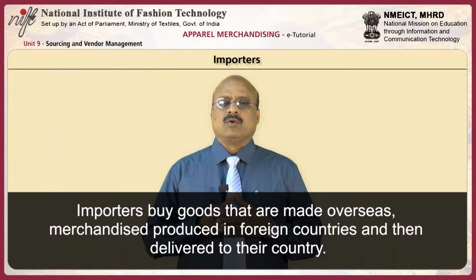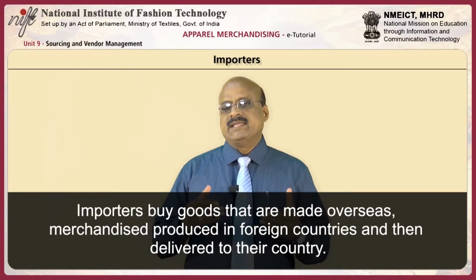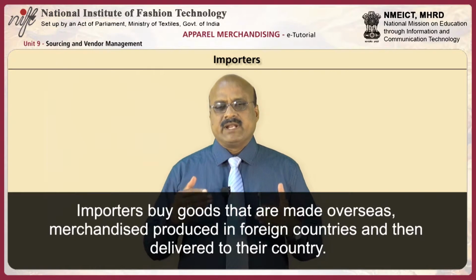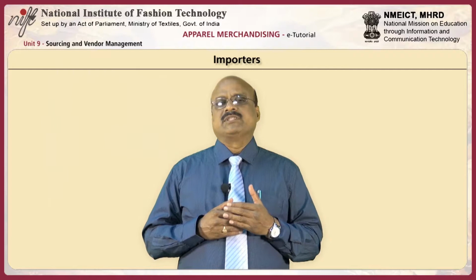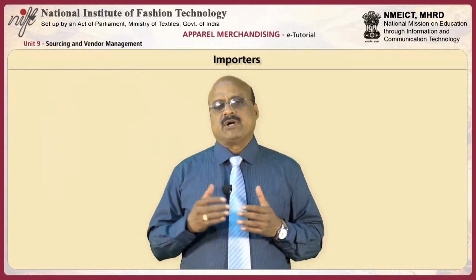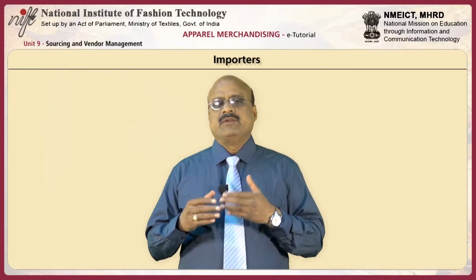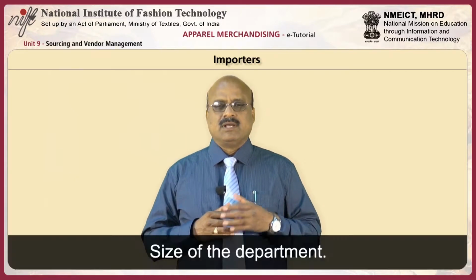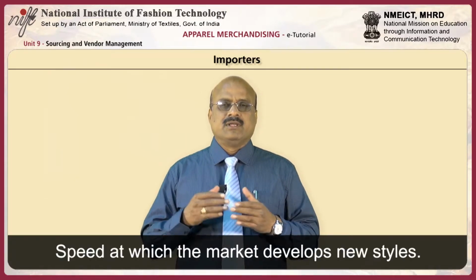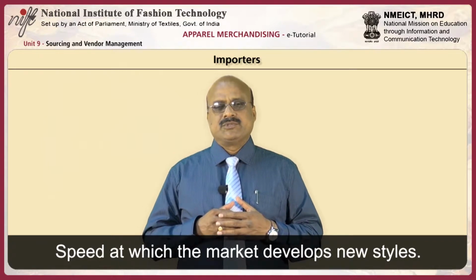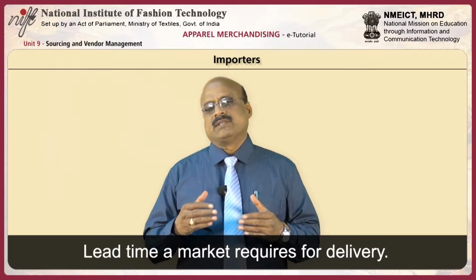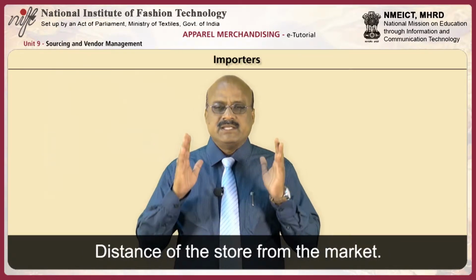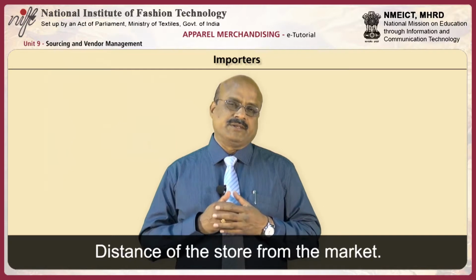Importers buy goods that are made overseas. Merchandise is produced in foreign countries and then delivered to their country. Domestic merchandise is obtained by visiting the market. When and how they visit the market depends on the size of the department, the speed at which the market develops new styles, the lead time a market requires for delivery, and the distance of the store from the market.